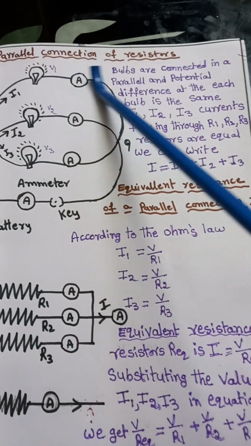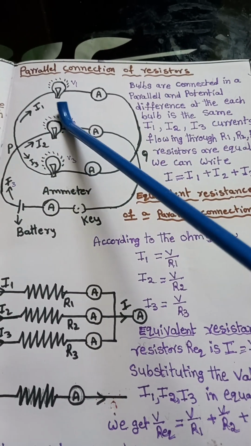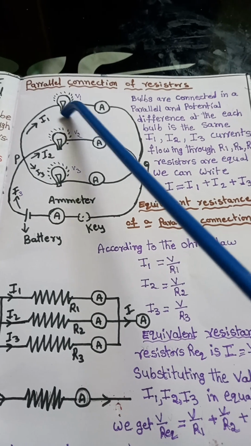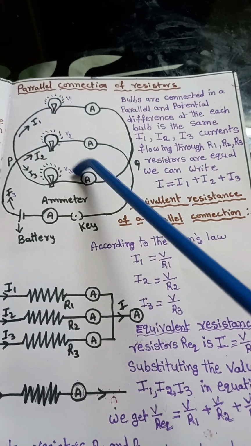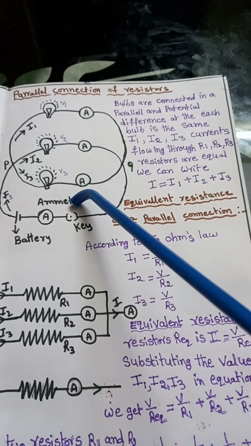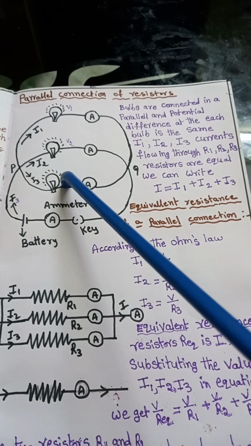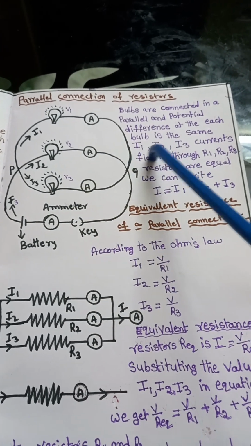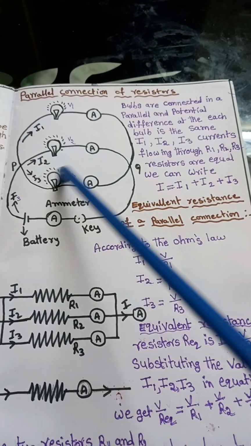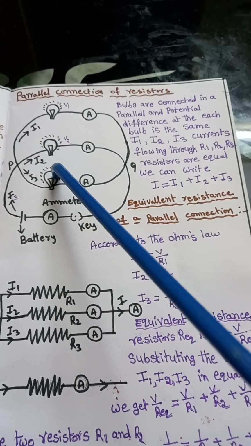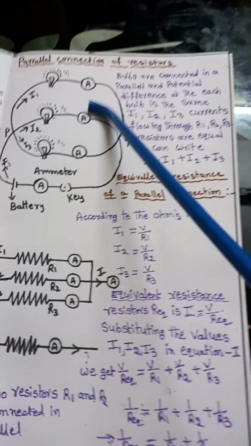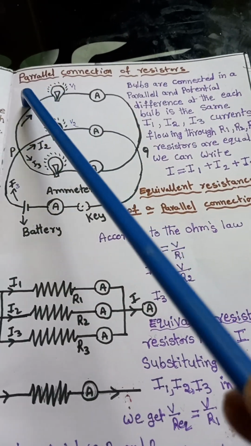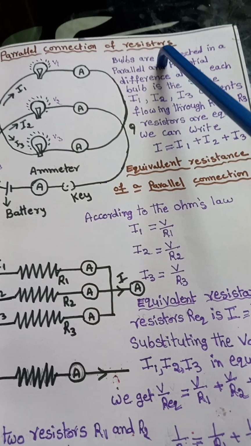In our homes we use parallel connections of resistance. Why? Because when one device is spoiled, it only affects that device, not the other devices in our houses. Suppose the fan is damaged, the TV keeps working. Only one device gets damaged, and the other devices work as before. So now we learn about the parallel connection of resistors.